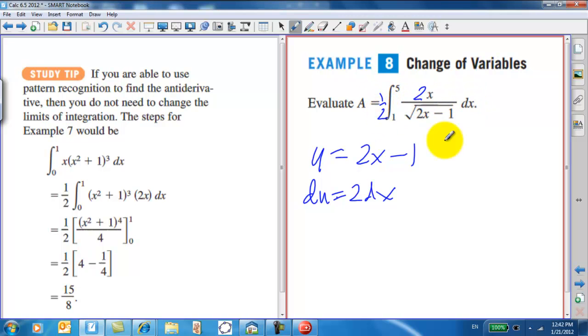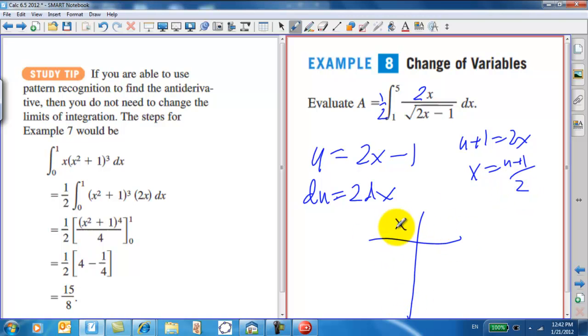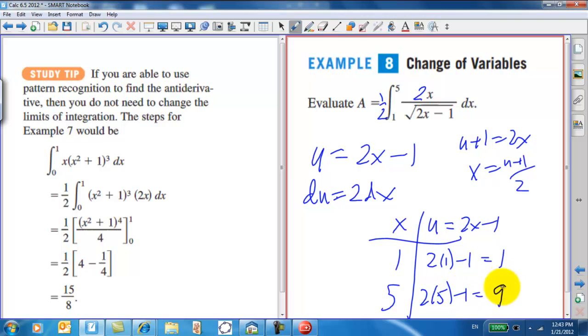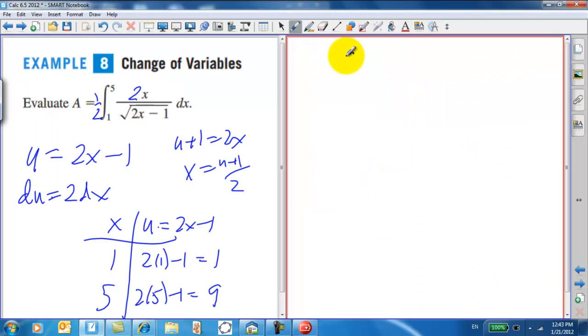But notice you still have an x left over there. So we're going to have to solve this for x and say u plus 1 equals 2x, so x equals (u plus 1) over 2. And I think we're just about ready to substitute everything in, except we should look at x and u. Remember, u equals 2x minus 1. So if x goes from 1 to 5, u is going to go from 2 times 1 minus 1, which is 1, to 2 times 5 minus 1, which is 9. So u is going to go from 1 to 9. Let's incorporate that all into our integral now. We have a new integral, 1/2, and instead of from 1 to 5, we're going to say u goes from 1 to 9.